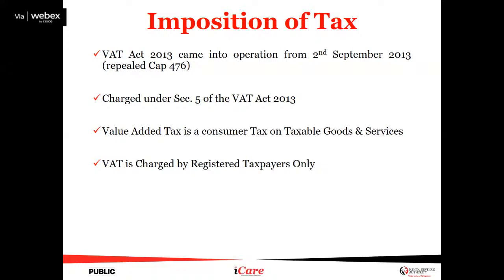So in short, what you're trying to say is, if I'm a business, for me to qualify as a VAT taxpayer, I need to first be registered for VAT. And second of all, I'll be charging the VAT to my final consumers or to my customers.